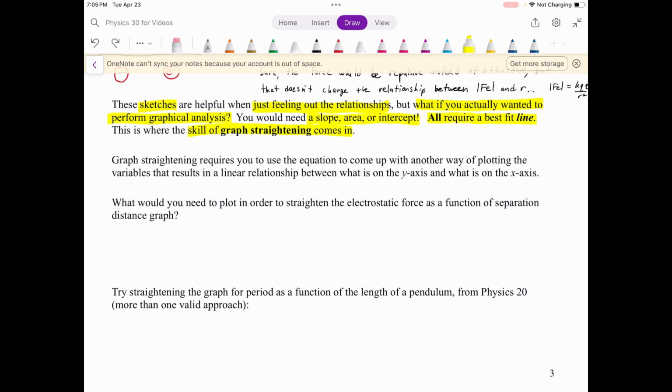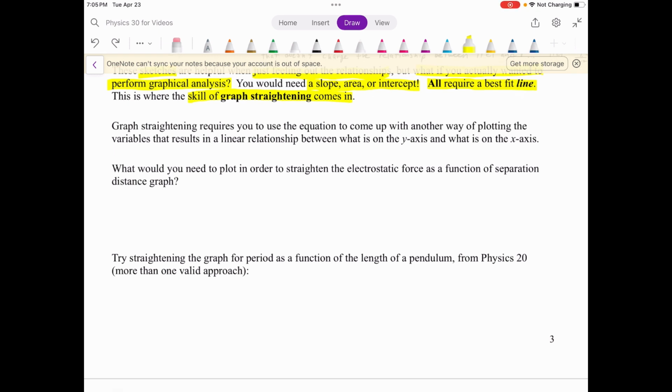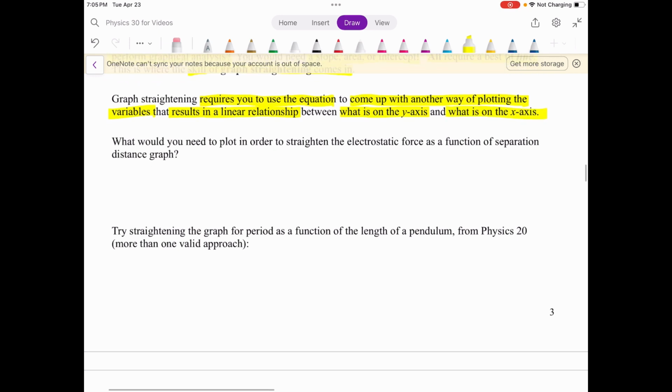So what does graph straightening actually entail? Well, it requires you to use the equation to come up with another way of plotting the variables that results in a linear relationship between what is on the y-axis and what is on the x-axis. So I always tell students when trying to straighten a graph, first, just write out the relationship between the y variable and the x variable.